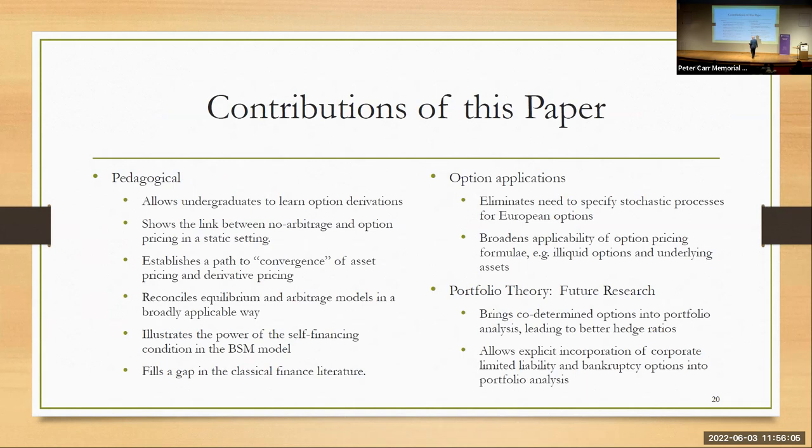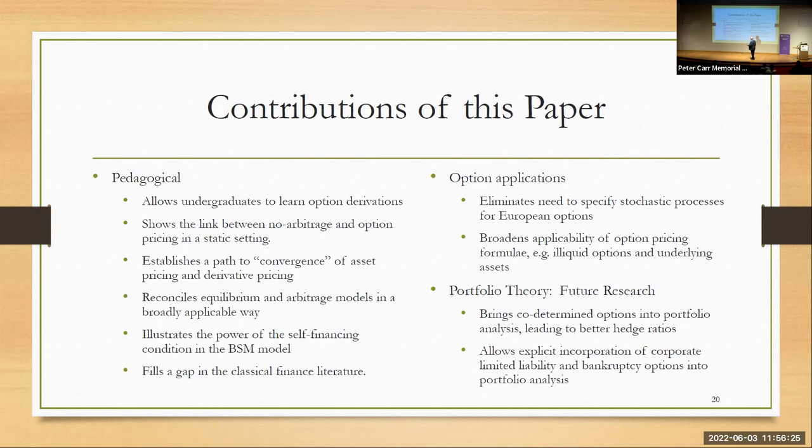Back when I was on Wall Street, we talked about the convergence of asset pricing and derivative pricing. I think this is a contribution in that direction. I hope to see that improve. It reconciles equilibrium and arbitrage models in a very broadly applicable way by forcing an equilibrium model to have a no arbitrage condition.